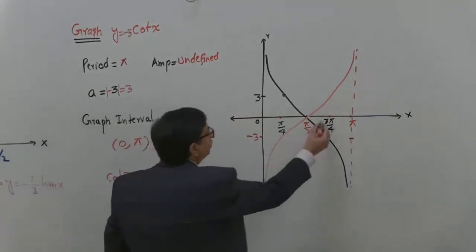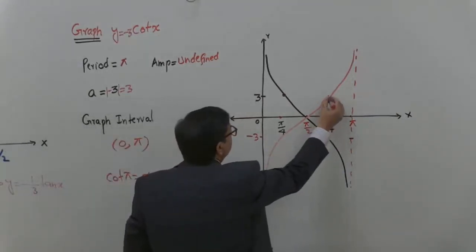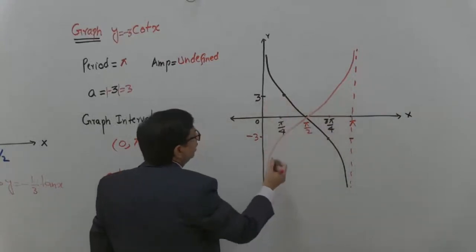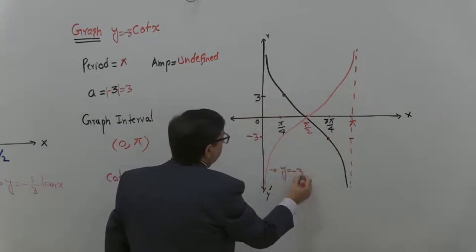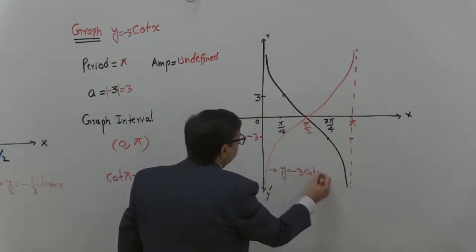So if you want to show the point, this one you can check its value is going to be the same, and on this side. So this is your required graph: y equals -3 cotangent of x.